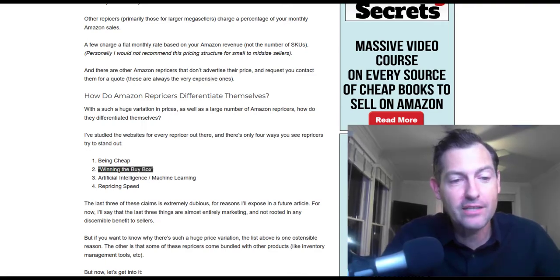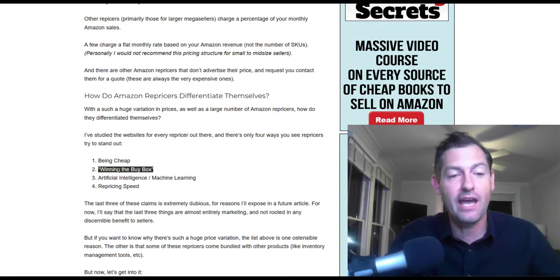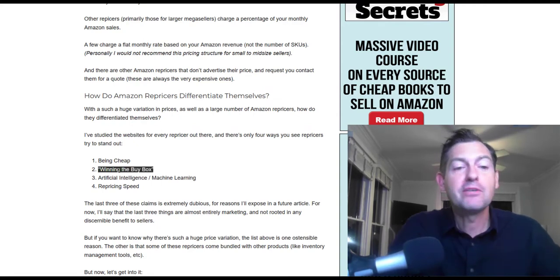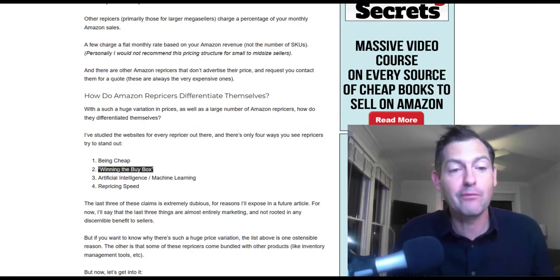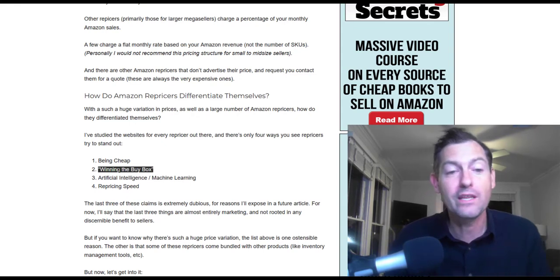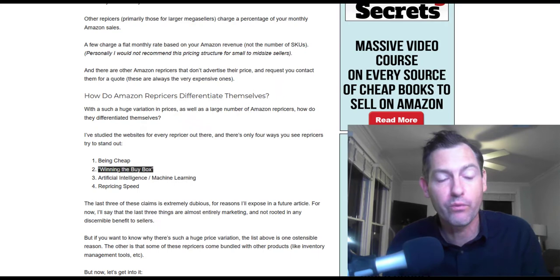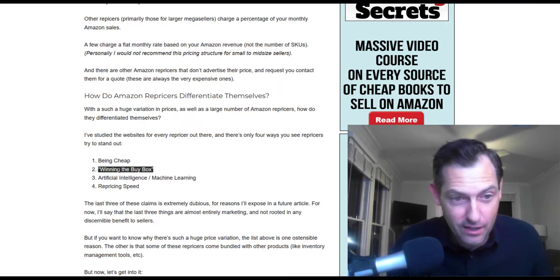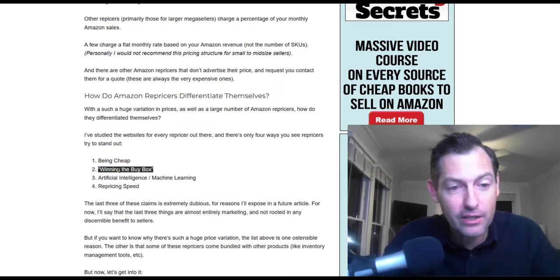Okay, so winning the buy box. This is why this claim is a scam basically all the time. Since they all claim to win you the buy box, or most of them claim to win you the buy box more than any other repricer, it's scandalous because the factors that contribute to an Amazon seller winning the buy box, almost all of them have nothing to do with repricing. Nothing. Which makes this claim inherently a scam.